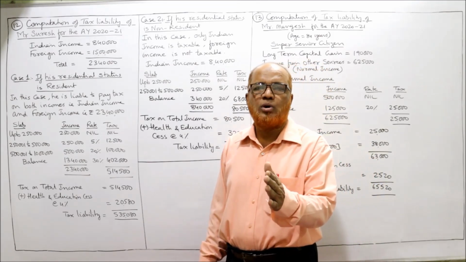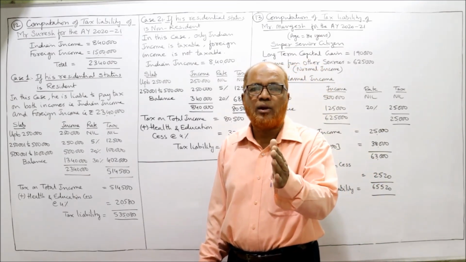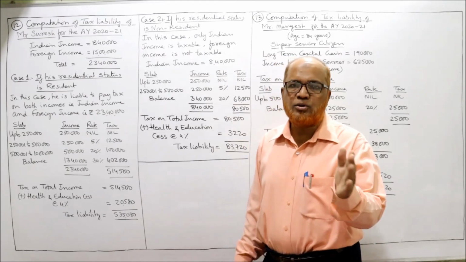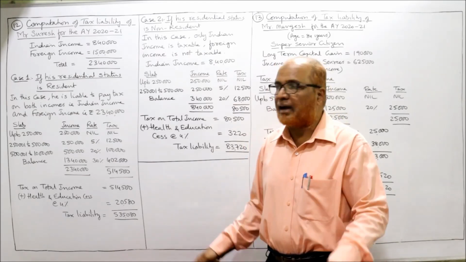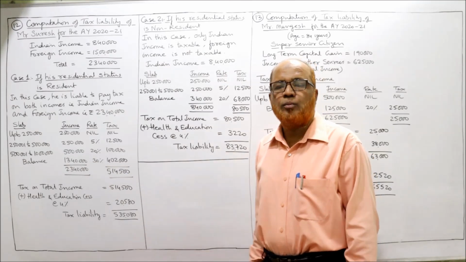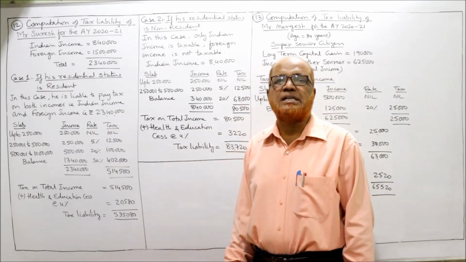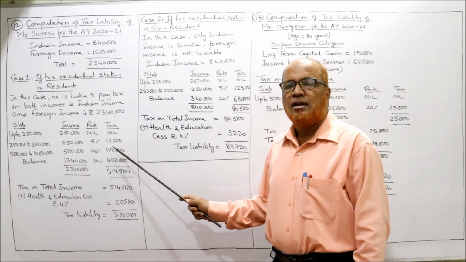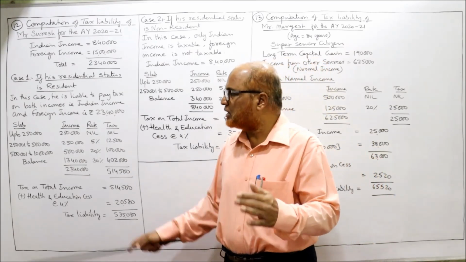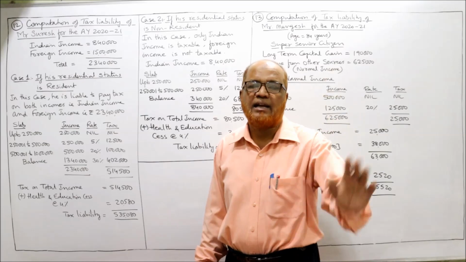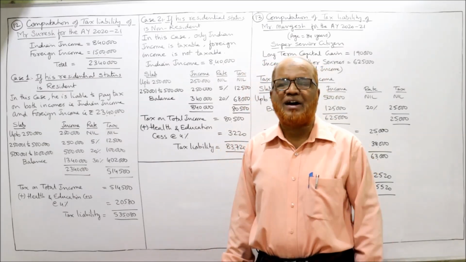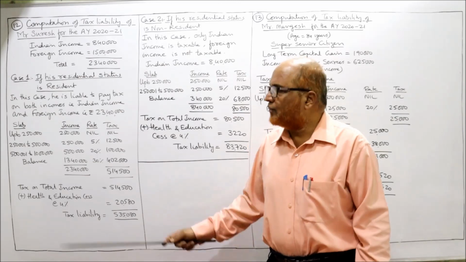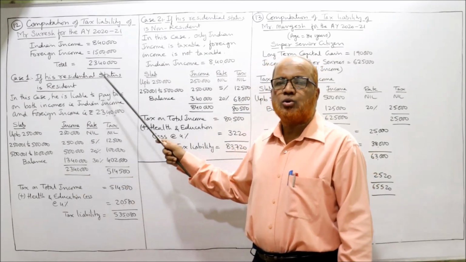The third slab goes from 5 lakh 1 rupee to 10 lakh. The income will be 5 lakh. On this 5 lakh rupees, the rate of tax is 20%. So 5 lakh into 20%, 1 lakh is the tax. Now the fourth and final slab, over 10 lakh, 30%. This is the final slab. Over 10 lakh is 13 lakh 40,000. So we'll take the balance. What is the total income?